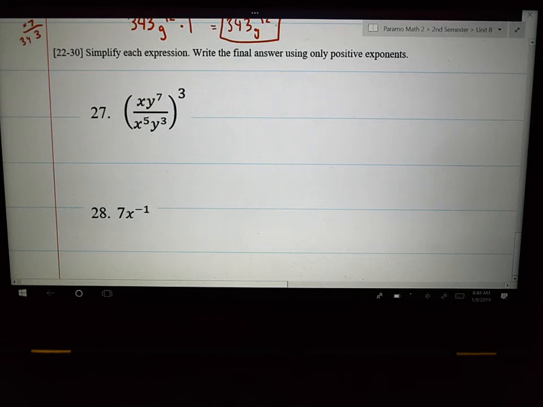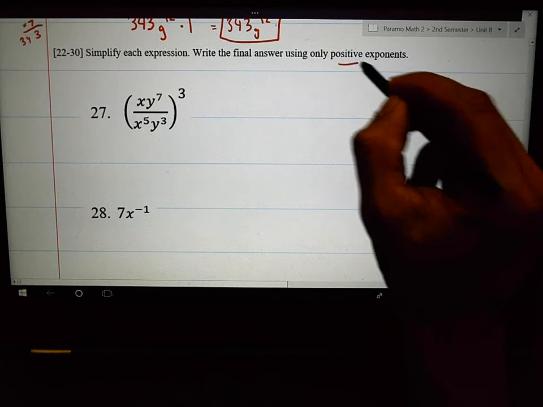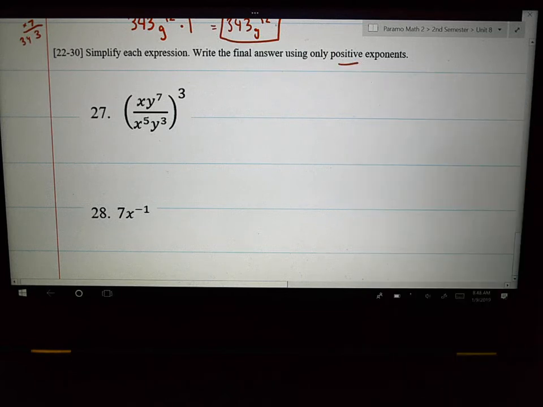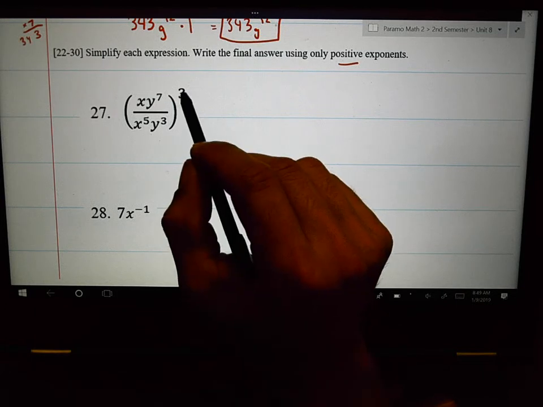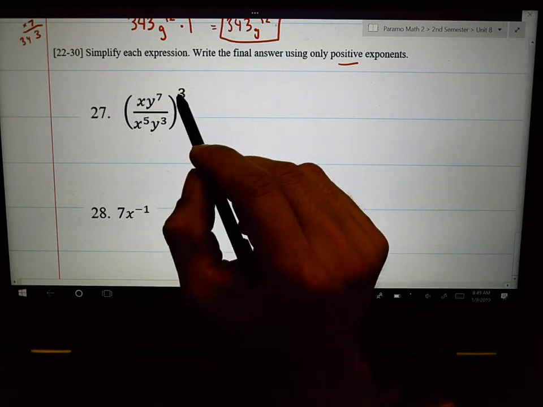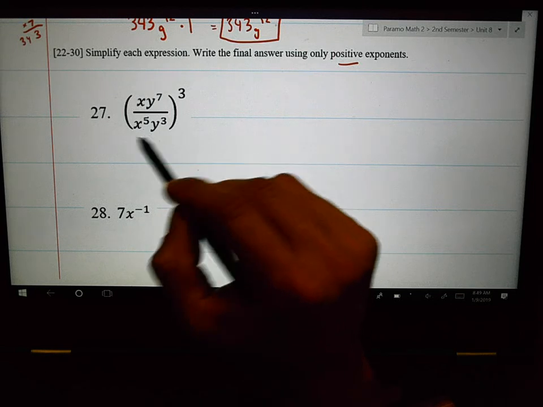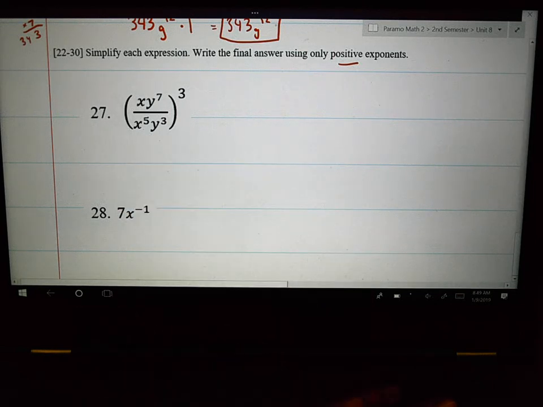It says simplify each expression, write the final answer using only positive exponents, no negative exponents. So what I'm going to do on number 27, there are other ways to do this, but because there's a 3 outside of parentheses, it represents that there are 3 factors of everything inside here. The first thing I do is expand it.